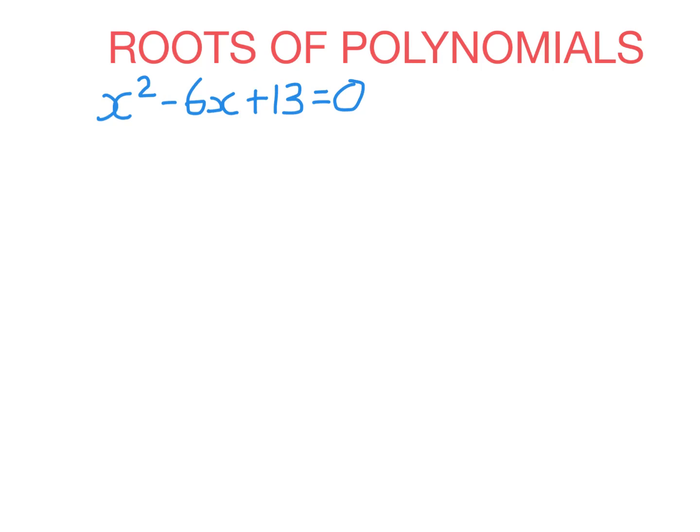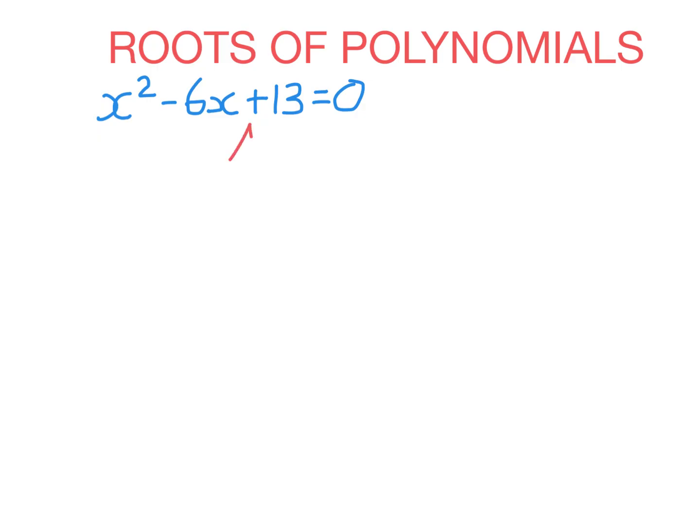Thank you so much for tuning into this video in which we will look at roots of polynomials. So let's look at trying to solve x squared minus 6x plus 13 equals 0. We'll be here for a long time if we try to find two numbers that multiply to 13 and add to negative 6. So usually what we've done is use the quadratic formula.